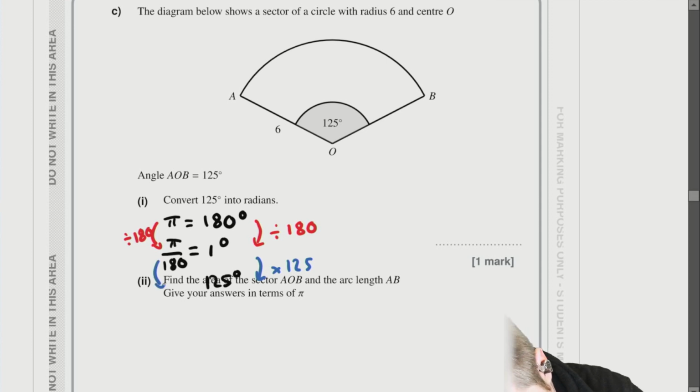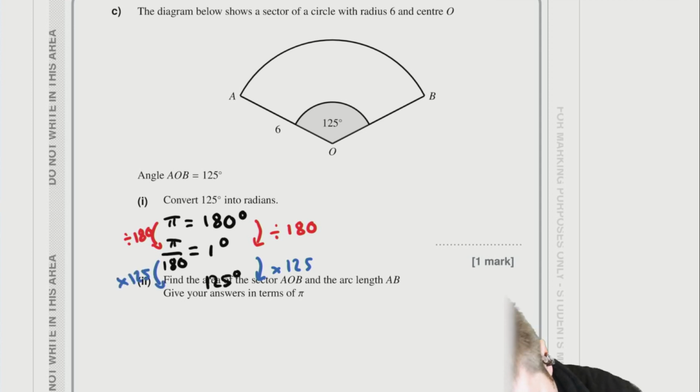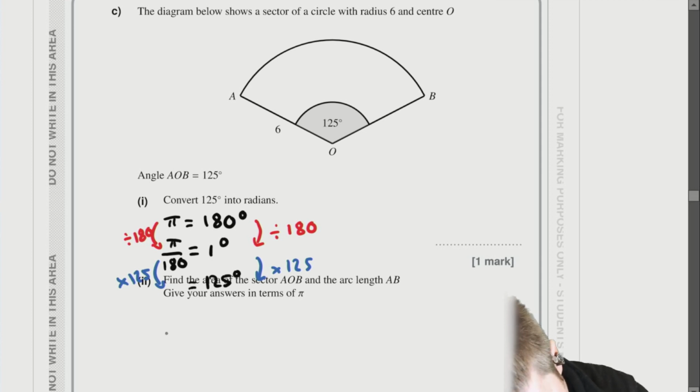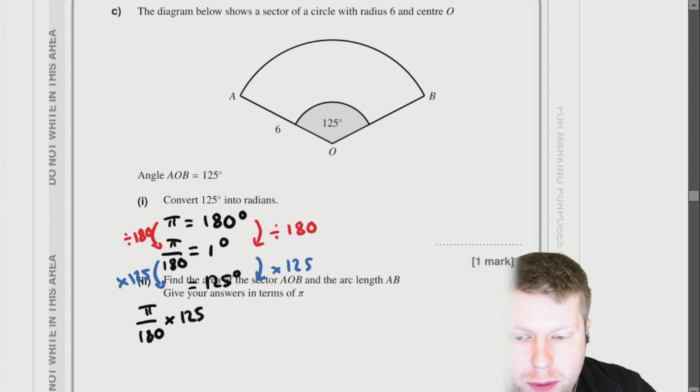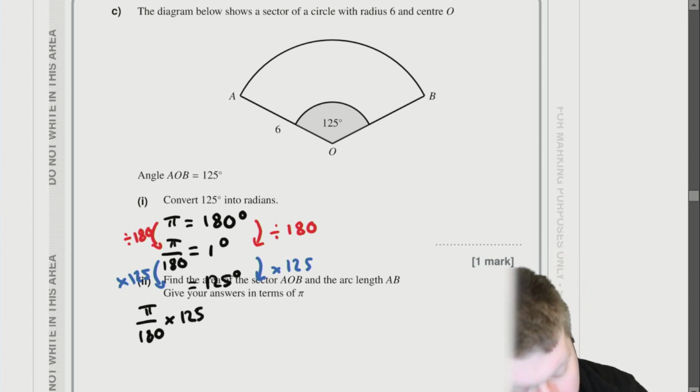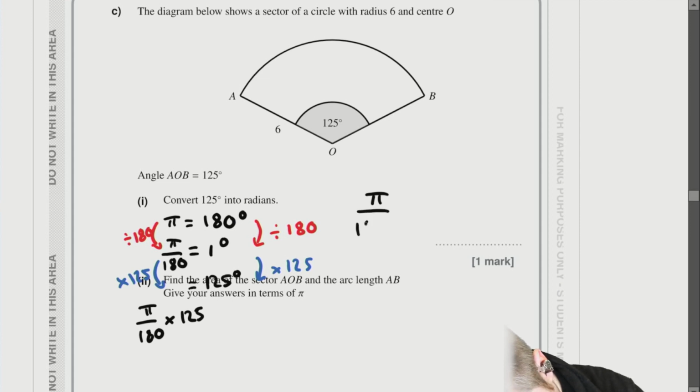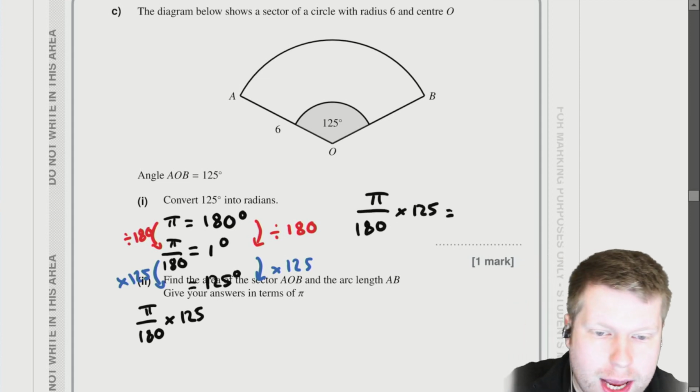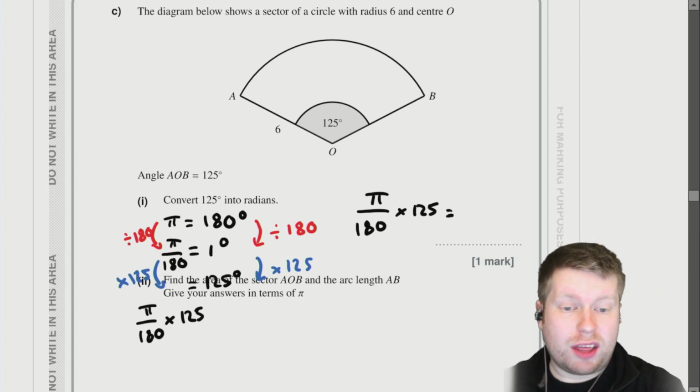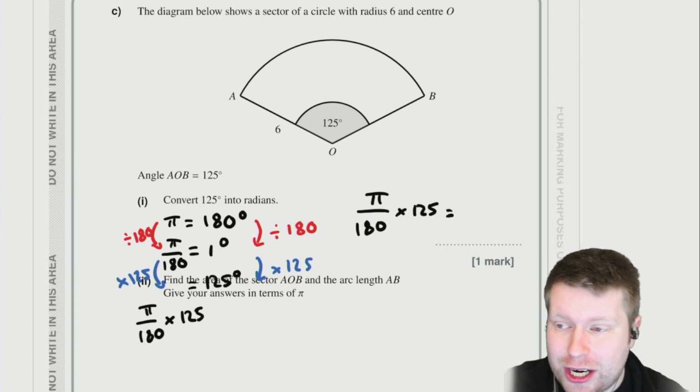But of course it means I'm also going to have to multiply the left hand side by 125 as well. So if I take pi over 180 and times that by 125, that should be my final answer here, okay? So pi over 180 times 125, and again you can use your calculator. By the way, if you left your answer like that, you would have scored the mark, okay? I was really generous there.